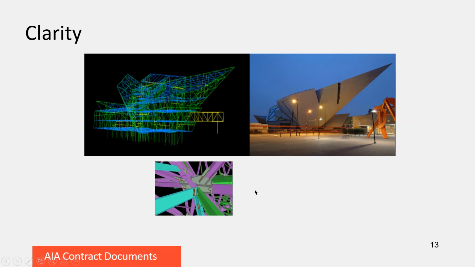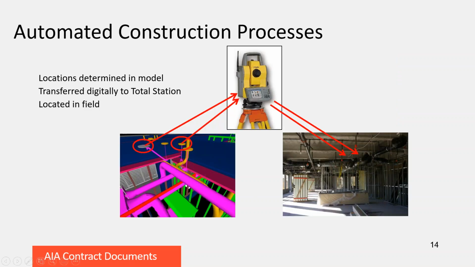Much more clear if you can pass on a model and the fabricator can rely on these colored members being exactly where the model says they are. There are some automated construction processes that are enabled. For instance, laying out MEP hangers. The locations are in the model. Well, they can be taken out in a digital file and transferred directly to a total station and then located in the field.